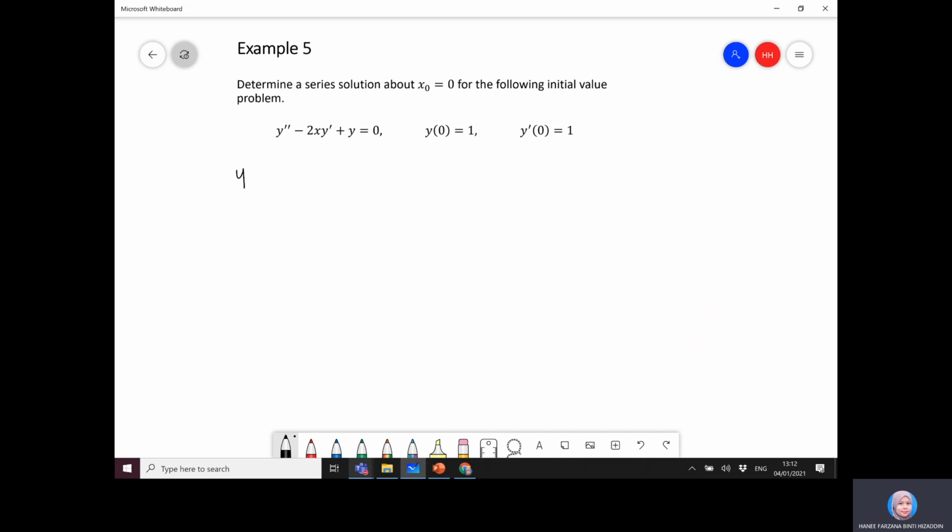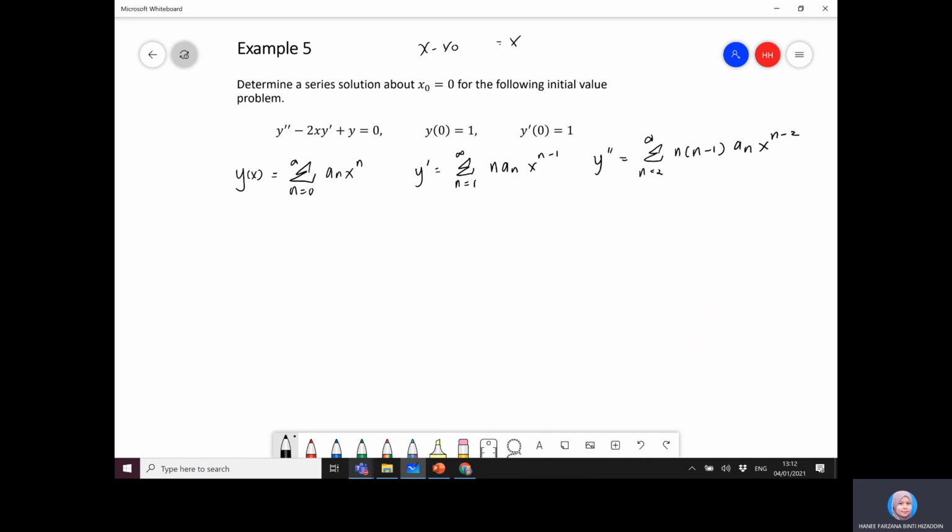So the proposed y would be y(x) equal to the summation from n equals to 0 to infinity, a_n, and because x not is equal to 0, x minus x not just becomes x. So we just put x here to the power of n. And then the y prime will thus be summation from n equals to 1 to infinity, n times a_n, x to the n minus 1. And the y double prime would be summation from n equals to 2 to infinity, n times n minus 1, a_n, x to the n minus 2.